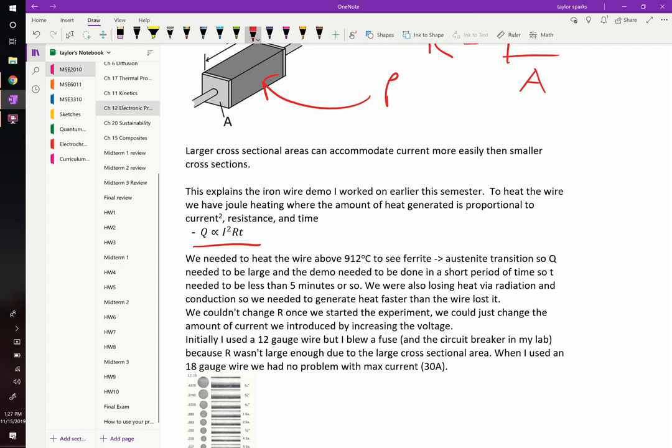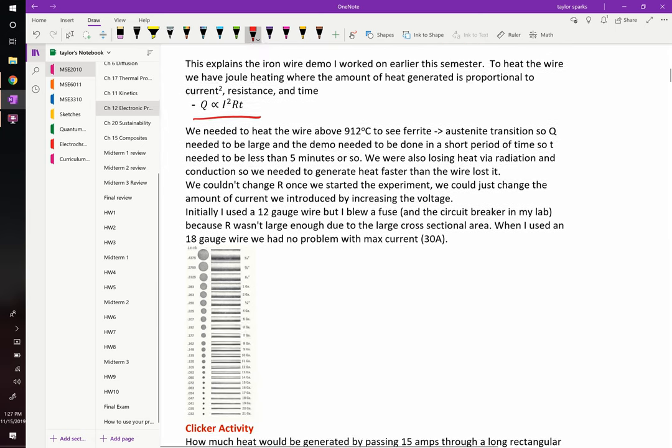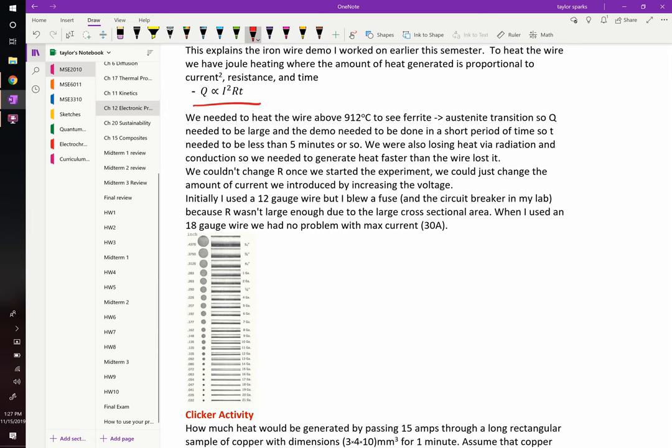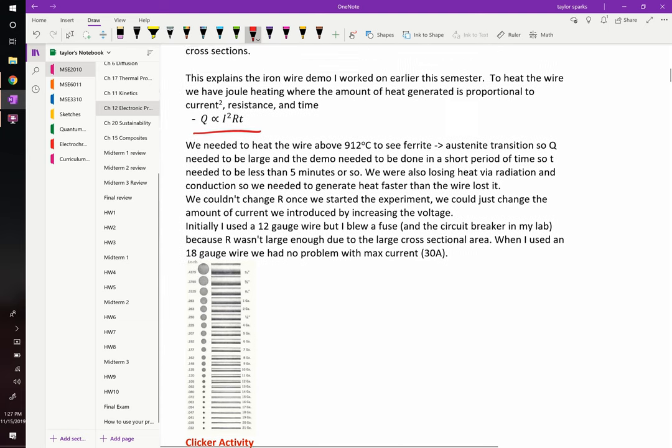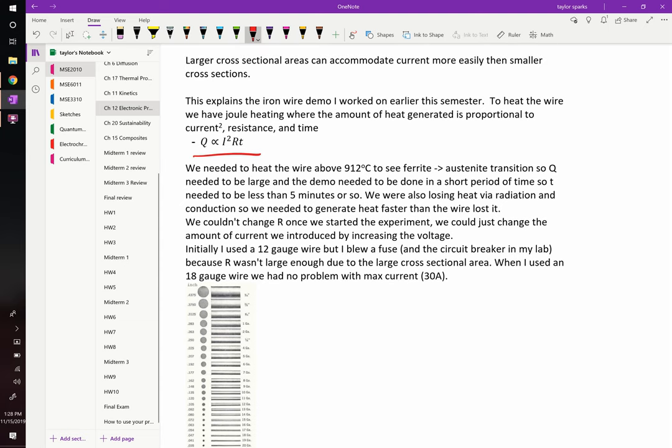So in the early days when I did that iron wire demo, I kept on tripping breakers in every room that I did it in. And what I was doing wrong is that I went to the store and I bought just the first iron wire that I could find. But I was buying really thick gauge iron wire. So think what's happening. You've got different gauge wires from the really thin stuff, which I nowadays use, and then really thick stuff, which you can buy as well. In those early days, I was using really thick gauge wire. So what do you think my resistance was, big or small? I had a small resistance.